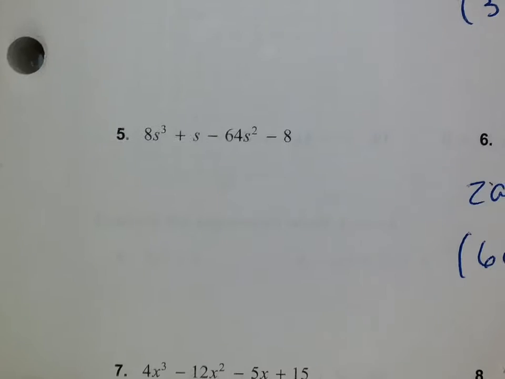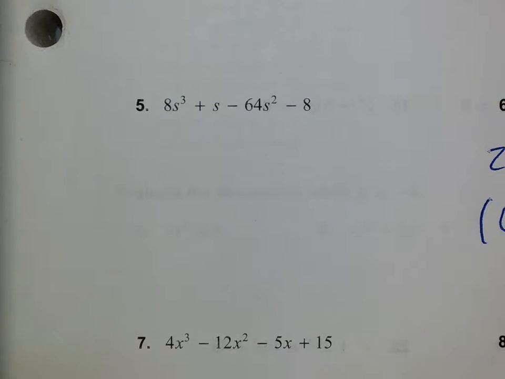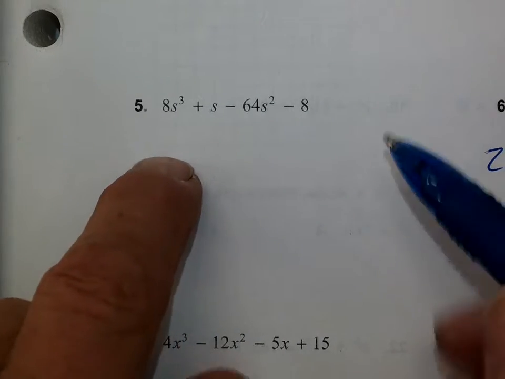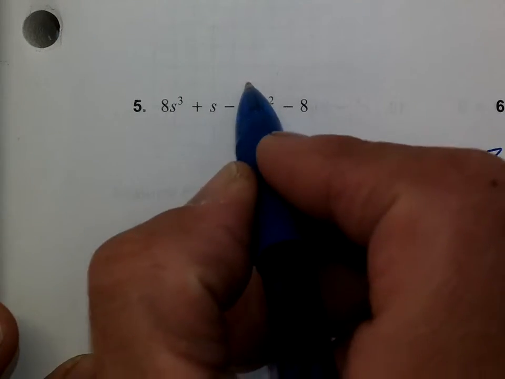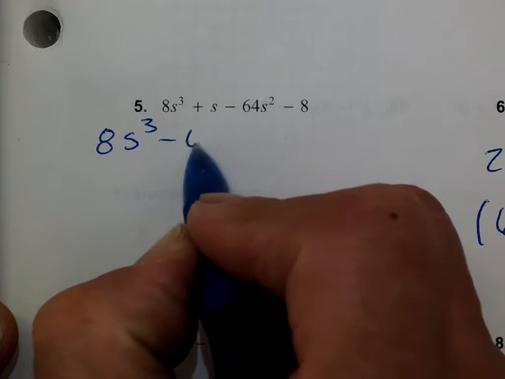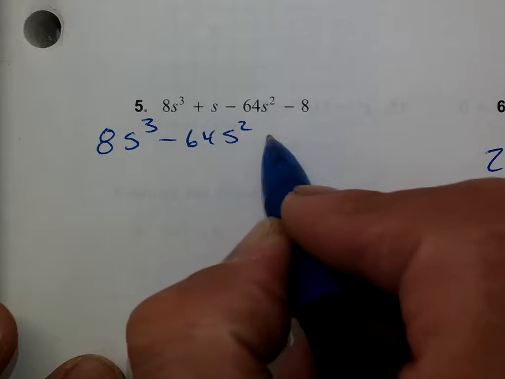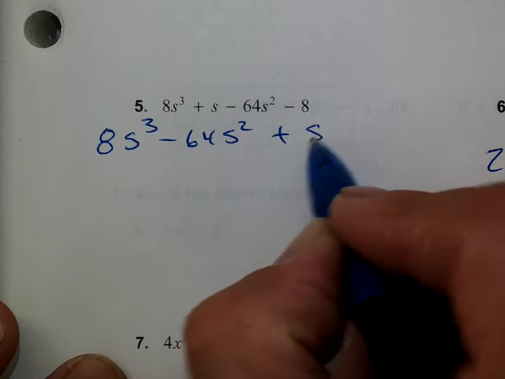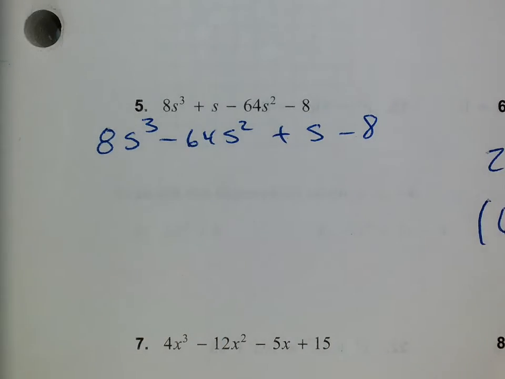All right, let's look at number 5, okay? So when I look at 5, I might rearrange them. You could leave it the way it is, but I'm going to rearrange it. So I'm going to put these two together, 8s to the third minus 64s squared plus s minus 8, okay? You can rearrange them. You don't have to rearrange them, but I just want to show you that if you do rearrange them, sometimes it's easier to see what's in common. It'll work either way, okay?